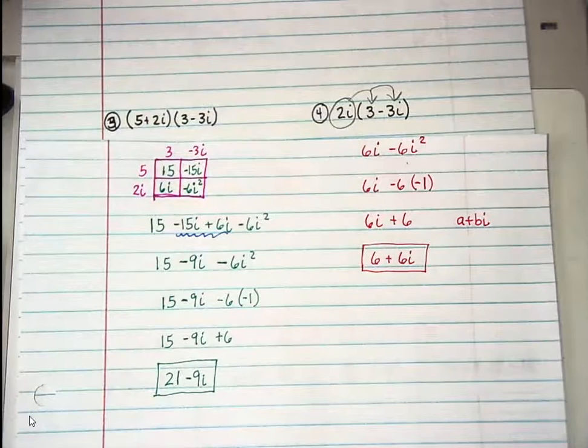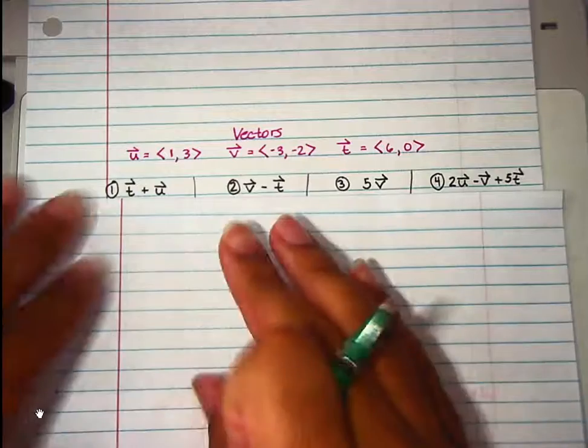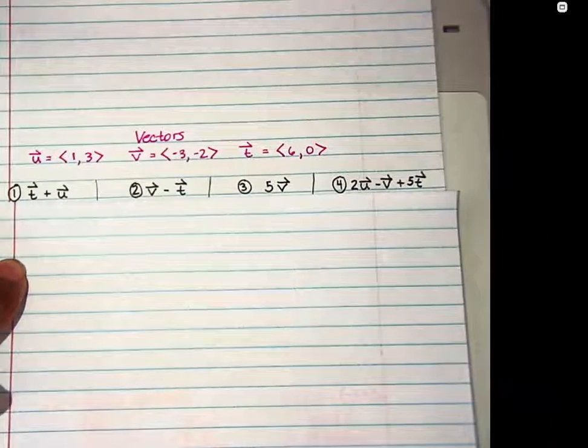So now let's go ahead and go to our vectors. All right, vectors. Vectors, again, remember, these were easy too. Just like complex numbers were easy, just like matrices are easy. So we give you the 3 vectors. So vector u is 1, 3. Vector v is negative 3, negative 2. Vector t is 6 and 0. And so we're going to do our operations with these. We're going to combine them where we need to combine them. We're going to add them where we need to add them. And go from there.